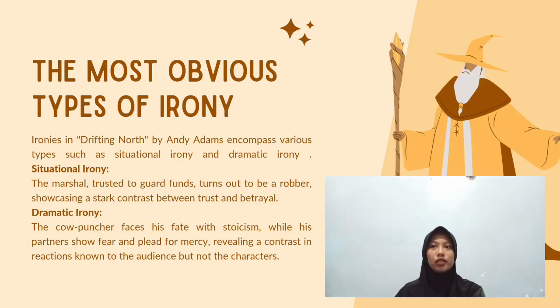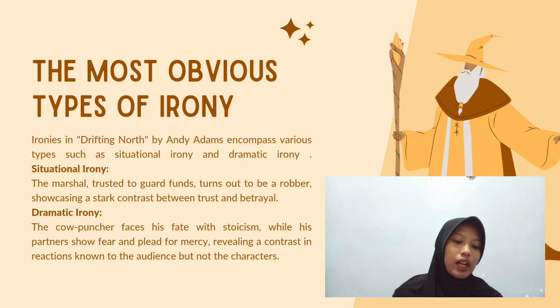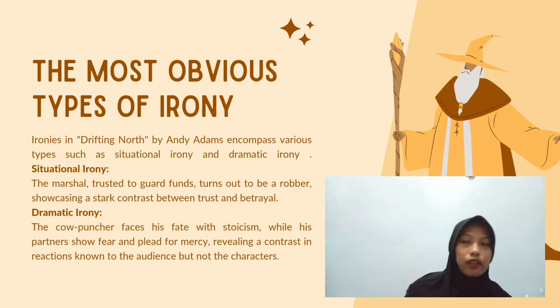Okay, next, the most obvious type of irony. Irony in Drifting North by Andy Adams encompasses various types such as situational irony and dramatic irony. Situational irony is where events unfold in unexpected ways contrary to what is anticipated based on circumstances, and dramatic irony is where there is a contrast between what characters know and what readers are aware of.